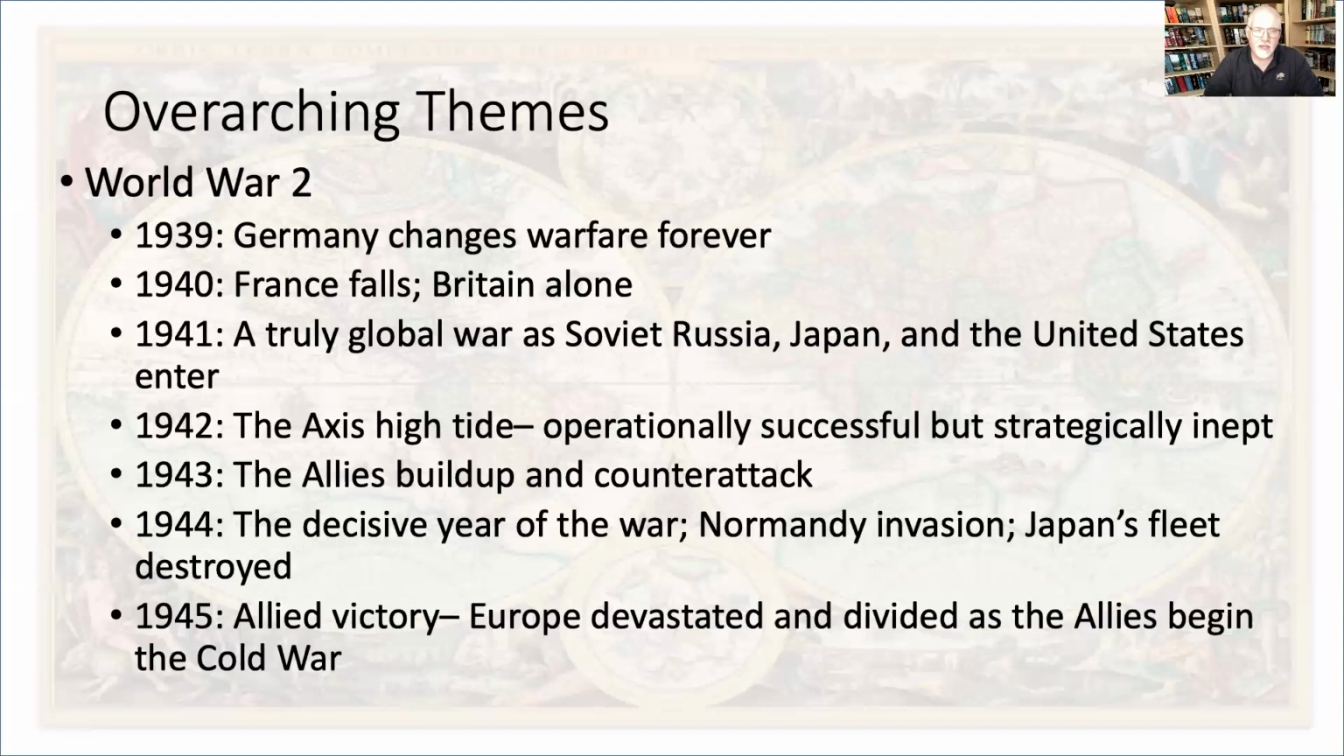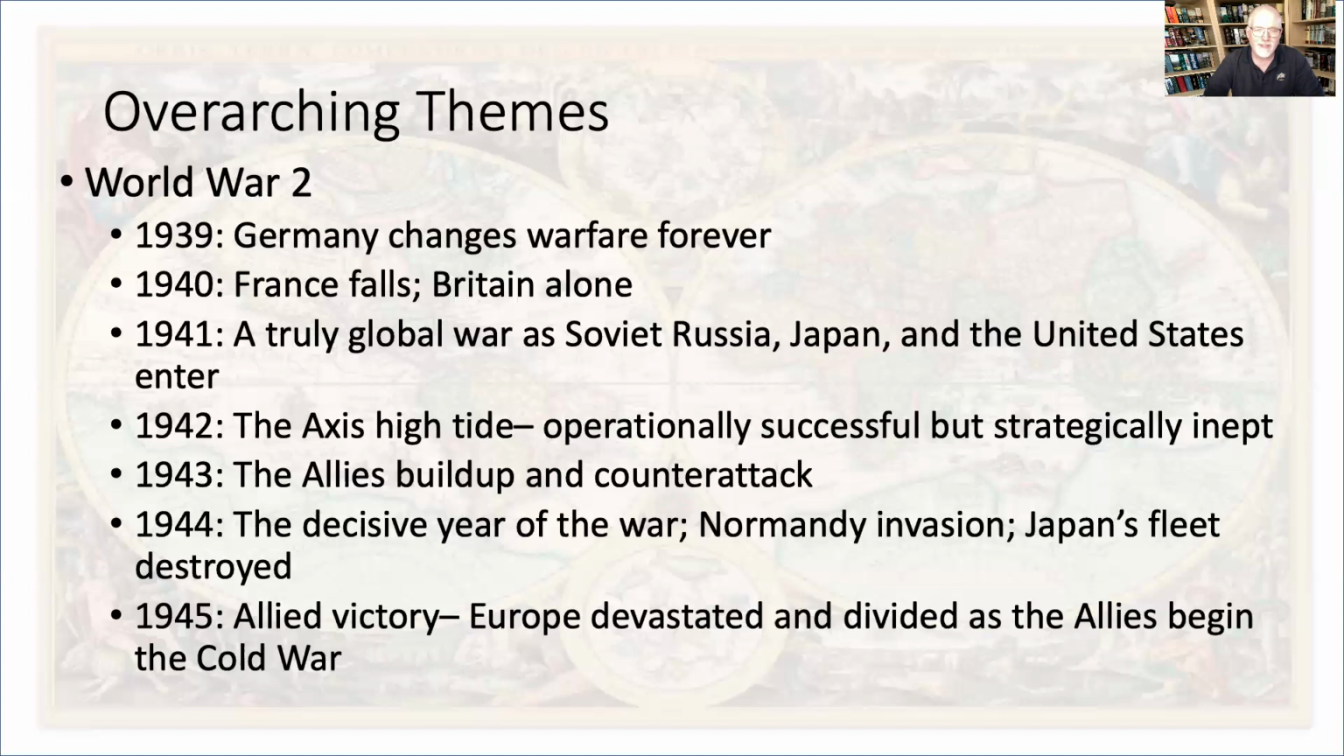However, the United States takes time to mobilize its tremendous and overwhelming resources. During 1943, the Allies build up and counterattack the peripheries of the high tide of Axis conquest in North Africa, in Italy and the Mediterranean, in the South Pacific, and starting to move through the Central Pacific. You see the tremendous, almost unbelievable mobilization of American economic and military power come to bear. 1944 is, in a real sense, the decisive year of the war. Normandy is invaded. The Russians drive the Germans out of Russia and move deeply into Eastern Europe. Japan's fleet is destroyed. The Philippines are liberated.